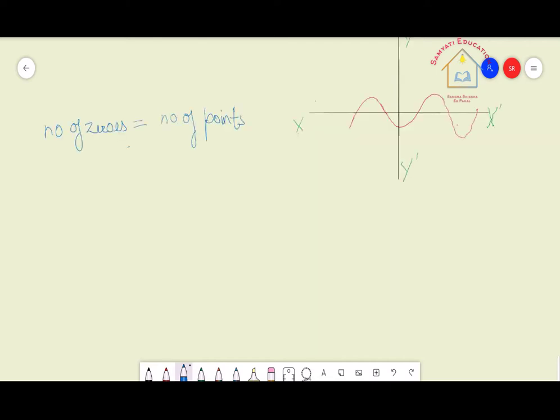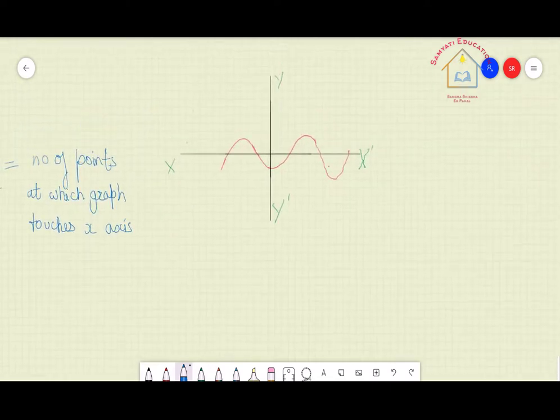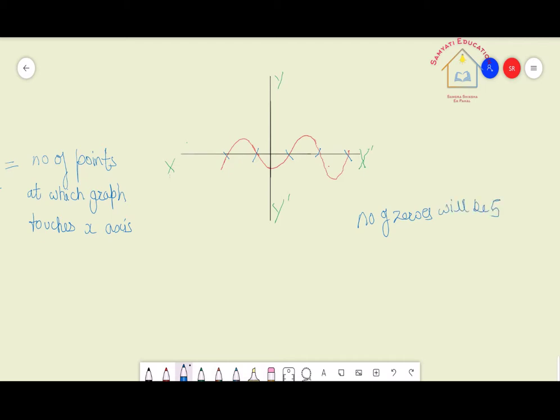Number of zeros is the number of points at which the graph touches the x-axis. As you can see in this figure, the graph is touching the x-axis at 1, 2, 3, 4 and 5. So here the number of zeros will be 5. Now let's move to the exercise part.